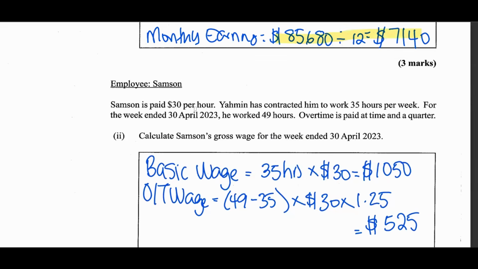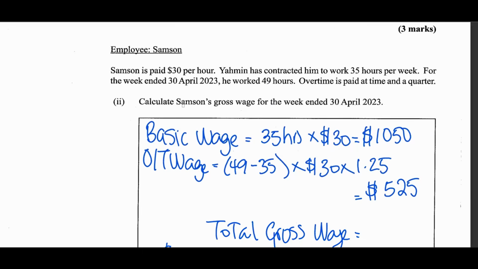Now Samson is paid $30 per hour. Yahim has contracted him to work 35 hours per week. For the week ended 30th April 2023, he worked 49 hours. Overtime is paid at time and a quarter. Calculate his gross wage for the week.